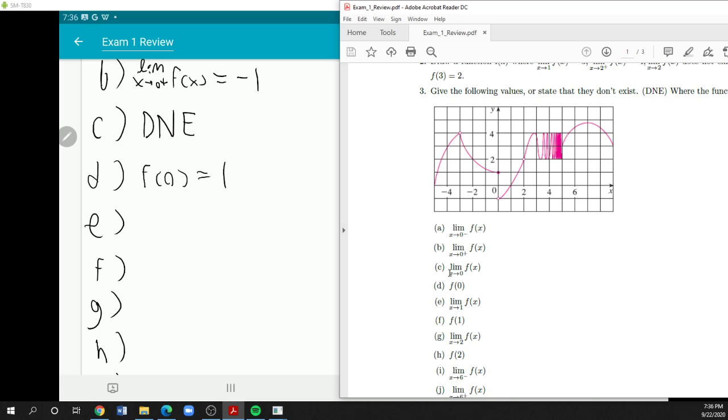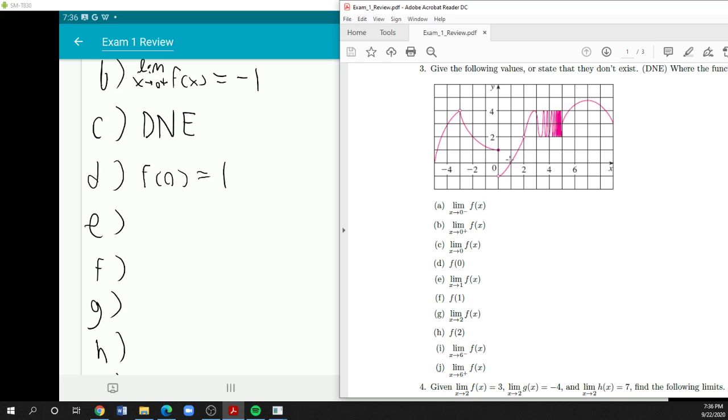For part E, now we're looking as we get close to 1. Does that limit exist? Yeah, it looks fine. As I come at it from the left and right, it looks like it's going towards 0, so I'm going to write that down. Limit as x goes to 1 of f of x is equal to 0, because that's the number that I'm closing in on right here. And then what's f of 1? That also happens to be 0.